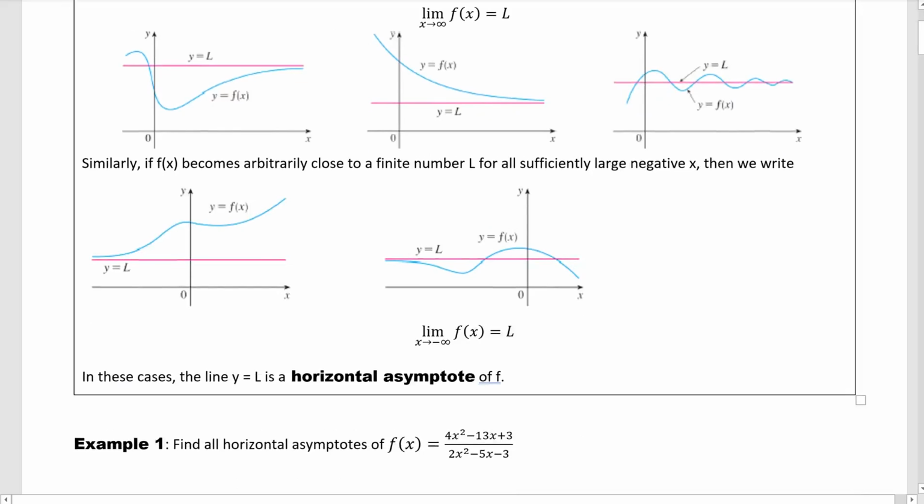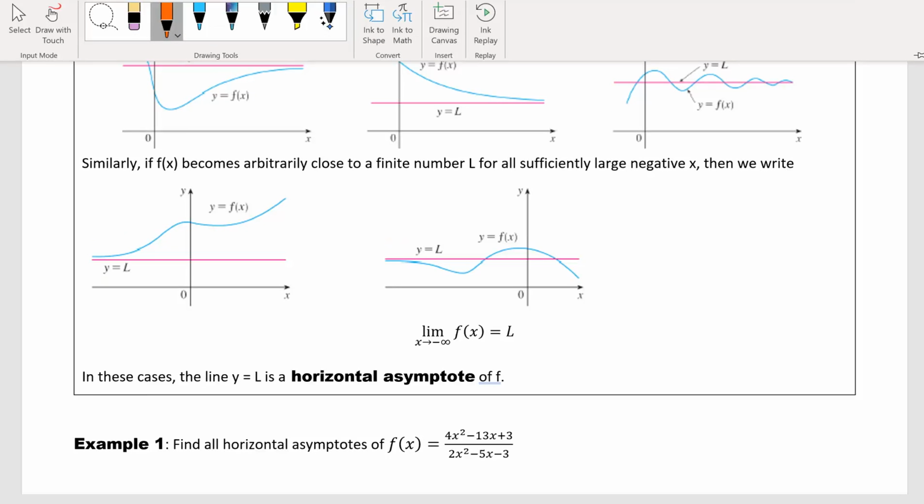And similarly, if f of x becomes arbitrarily close to a finite number L for all sufficiently large negative x, then we write the limit as x goes to minus infinity of f of x equals L. So you can see when x is getting close to minus infinity, our y is approaching a number. Okay, so in these cases, the line y equals L is a horizontal asymptote.